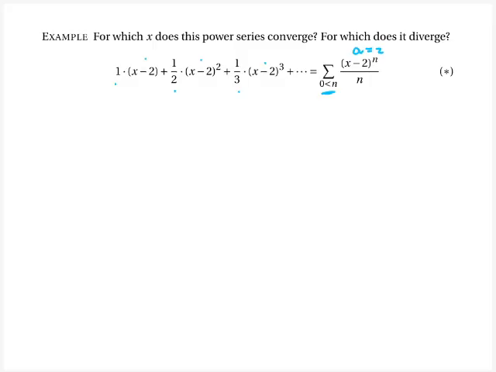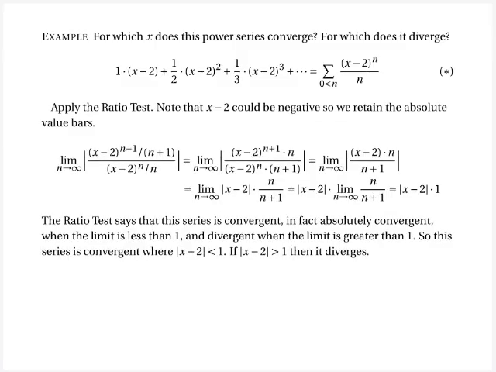Okay, so to figure out where it converges, I'm going to apply a test, and specifically, I'm going to apply the ratio test. I'll note that x minus 2 could be negative. What if x is 1.9 or 0 or minus 100? So I'm going to need the absolute value bars. So I'll keep them around. So let's see here. Here is the n plus first term and the nth term. Right? When you take n plus 1, you get the numerator. When you take n, you get the denominator.